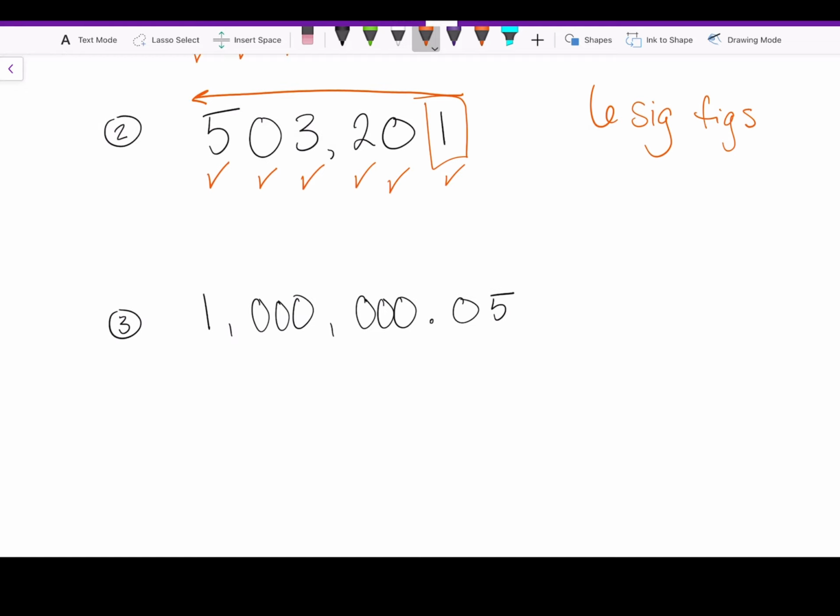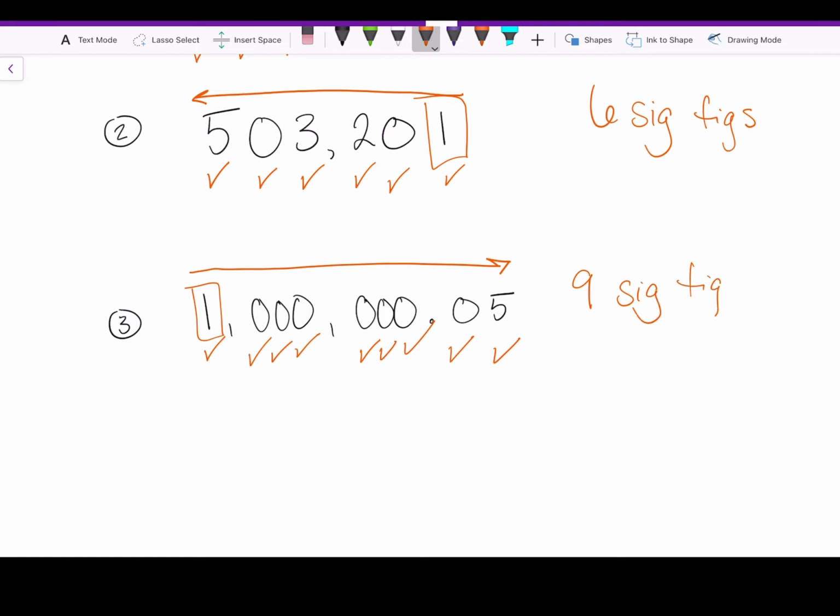Next, this one, 1,000,000.05. The decimal point is present. We start Pacific and move to Atlantic. First non-zero. That's not a 0, so we start counting here. 1, 2, 3, 4, 5, 6, 7, 8, 9. This one has 9 sig figs.